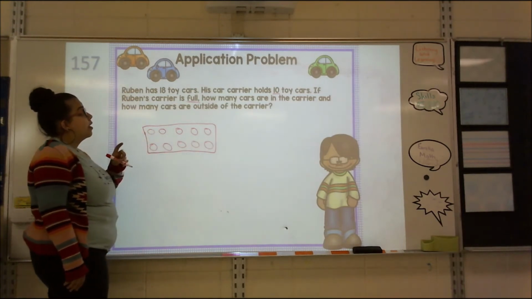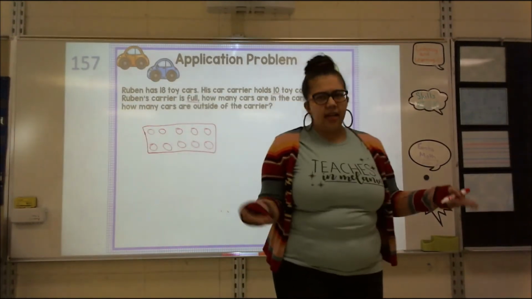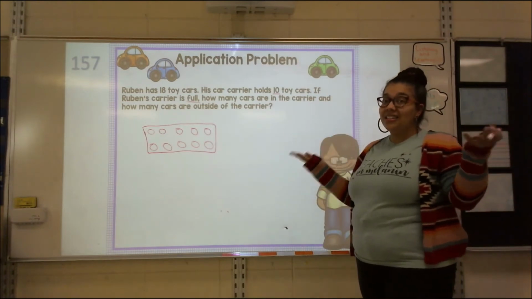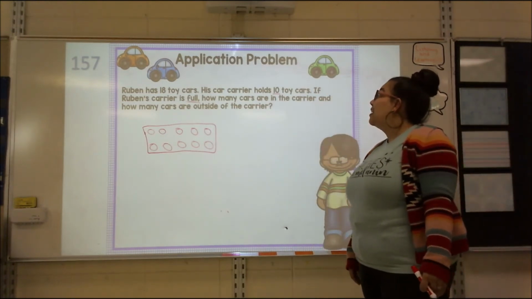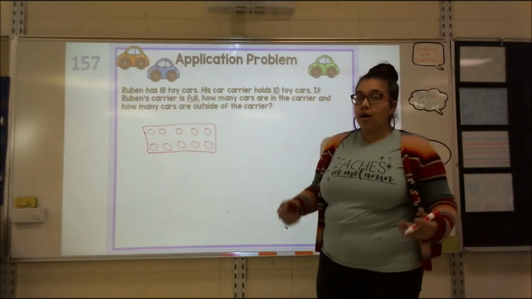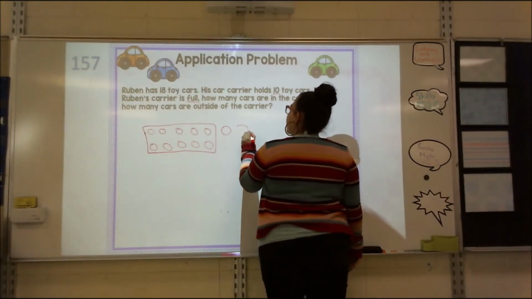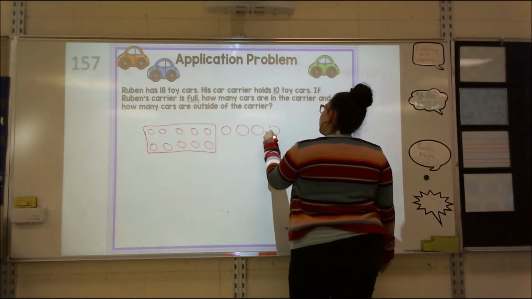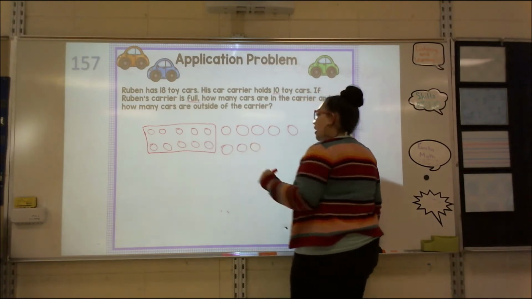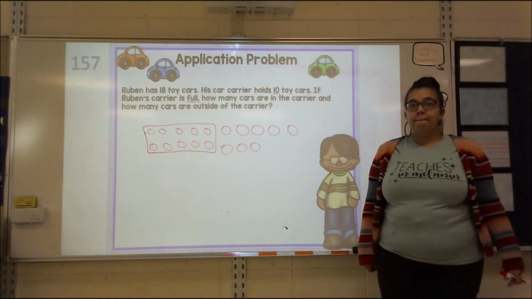All right, that's the first part of the question. How many cars are in the carrier? 10. It's full. It holds 10. That means there are 10. But he has more cars than that, guys. He's got 18 toy cars. That's a lot of toy cars. We need to figure out how many are outside the carrier. So starting at 10, counting on what's outside of the carrier. 11, 12, 13, 14, 15, 16, 17, 18. I now have the correct number of cars. Tell me how many are outside the carrier?